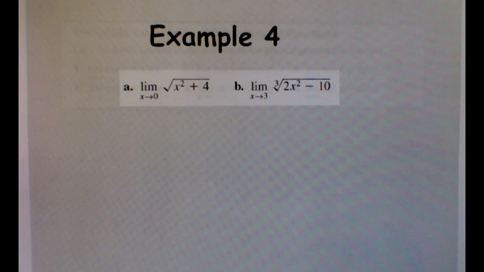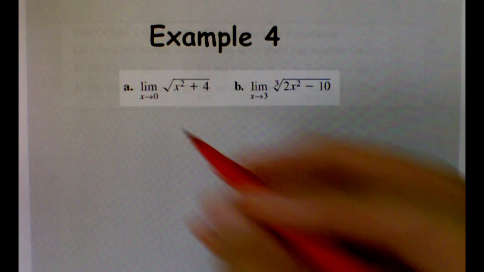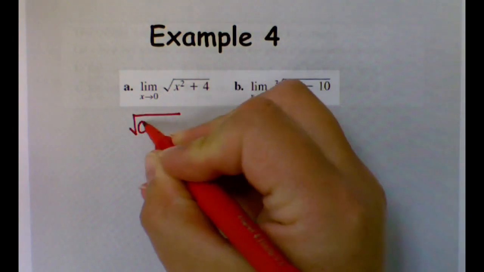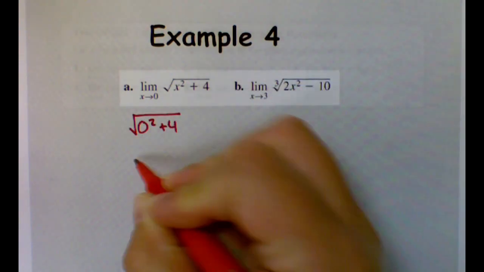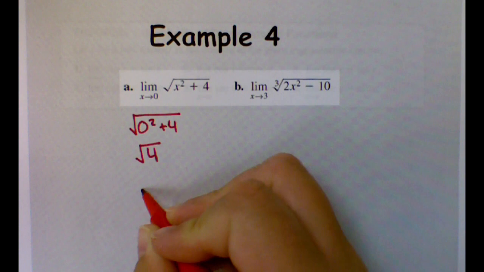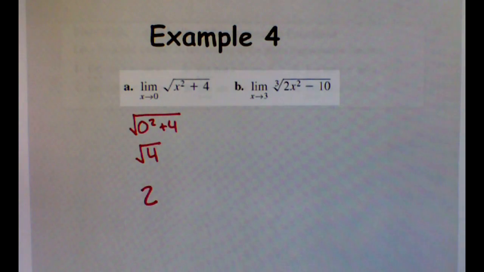So for A, I have the limit as x approaches 0 of the square root of x squared plus 4. Well, I have a radical. Let's see if I can just use direct substitution. When in doubt, just try it. I have the square root of 0 squared plus 4, which would be the square root of just 4, which is 2. So that one worked. There's my answer.